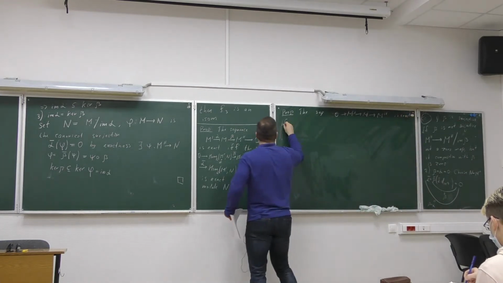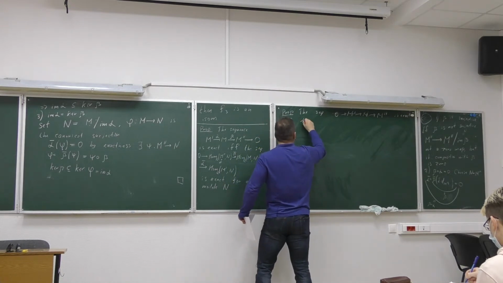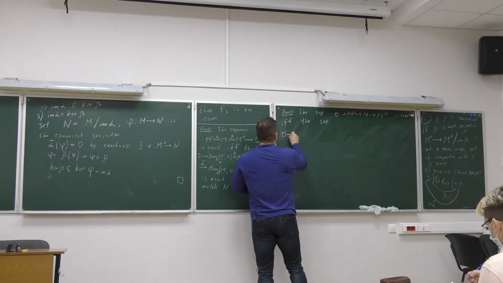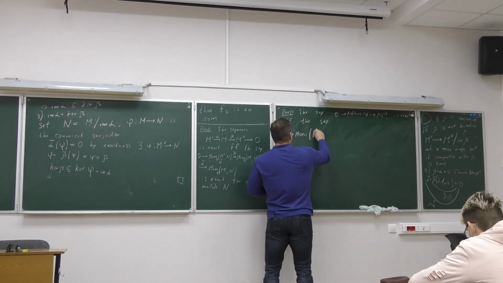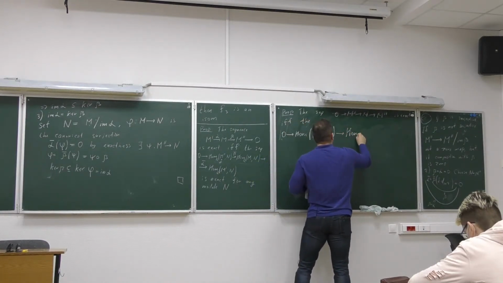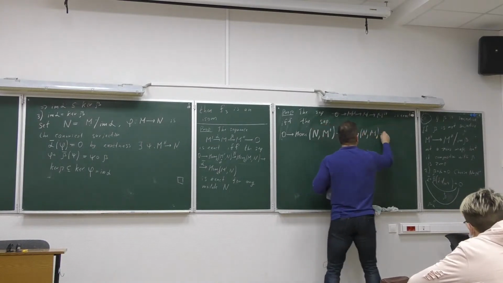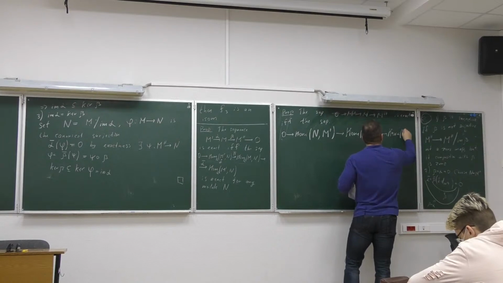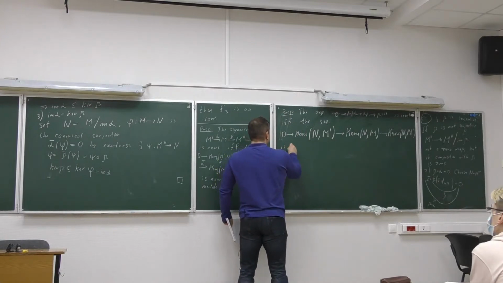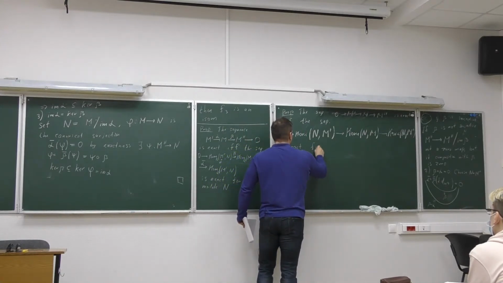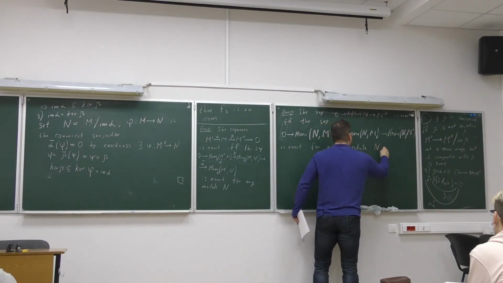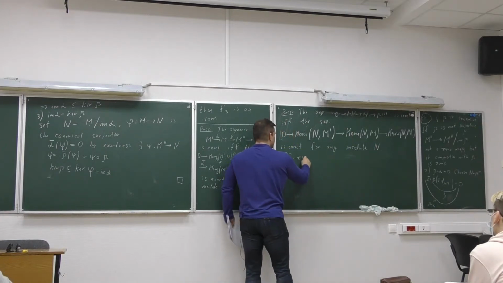if and only if the sequence of Homs, now I have more space, and the sequence of Homs is almost the same, but now I fix the first argument, and this is some module N, is exact for any module N. So the proof is an exercise.